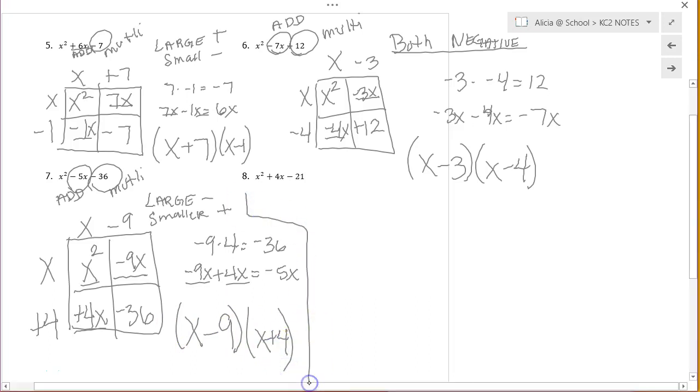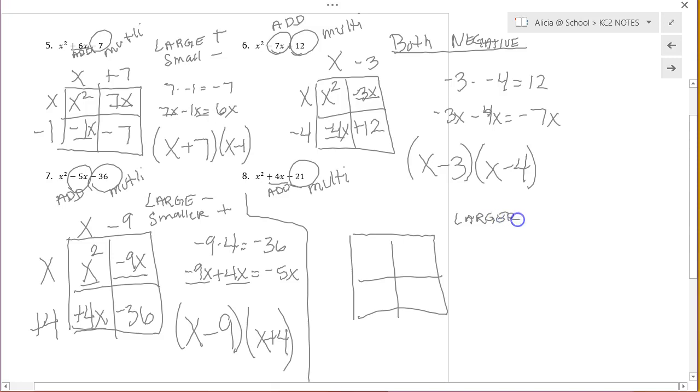Alright, last example here. I'm going to be multiplying to a negative 21, and I'm going to be adding to a positive 4x. So if I'm multiplying to a negative, but I'm adding to a positive, that means they have to be opposite signs, right? Because they're multiplying to a negative. And then if they're adding to a positive, that means my larger number has to be positive. Right? Because I'm adding to a positive, so I need more positives. And then the smaller number is going to be negative.